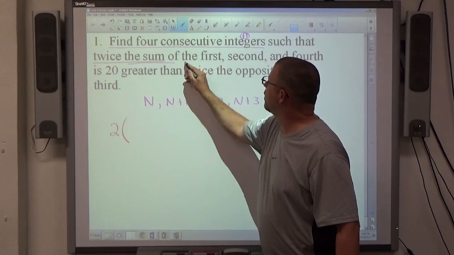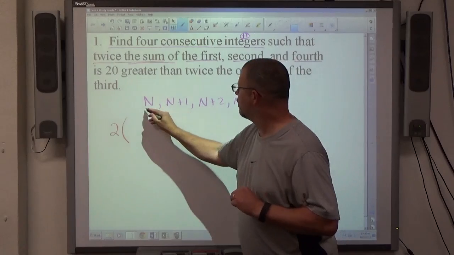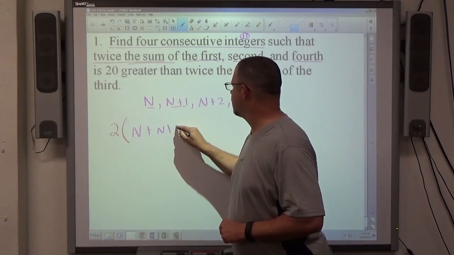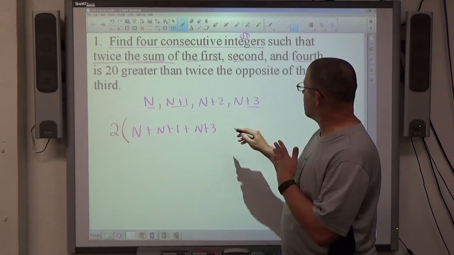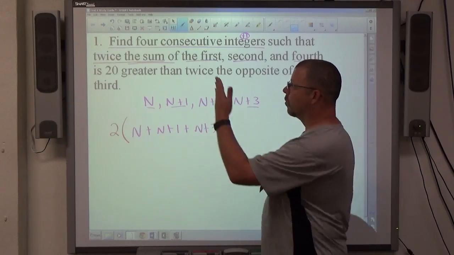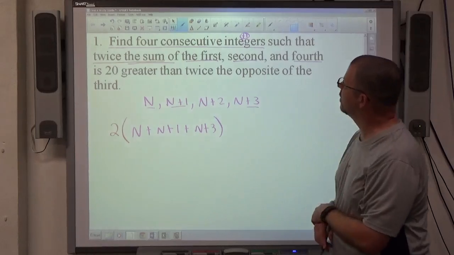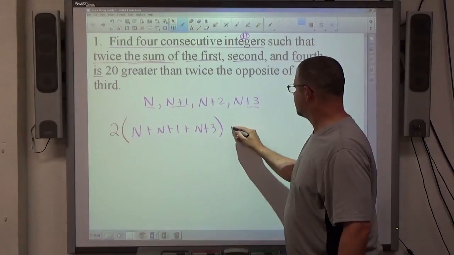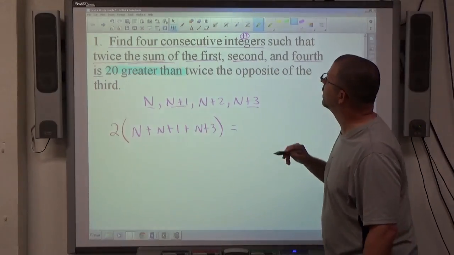This says the sum of the first, second, and fourth. So we're adding 3 things here: first, second, and fourth. So n plus 1 plus n plus 3. Okay, we're doing twice the sum. This is the whole sum, so the entire sum gets encased in parentheses. I see the word "is," that's equals. I see "20 greater than." I don't care about 20 greater than until the end.